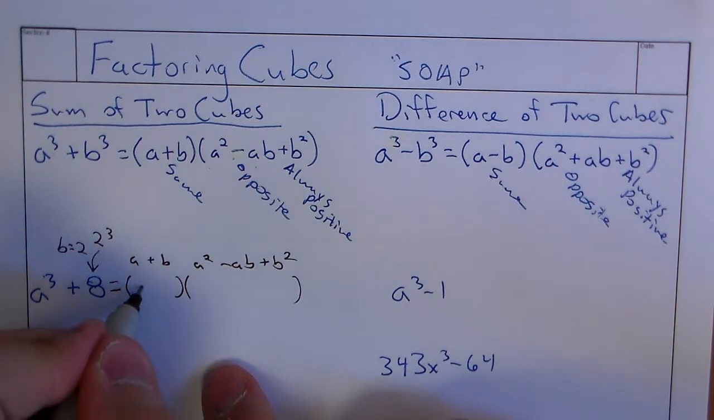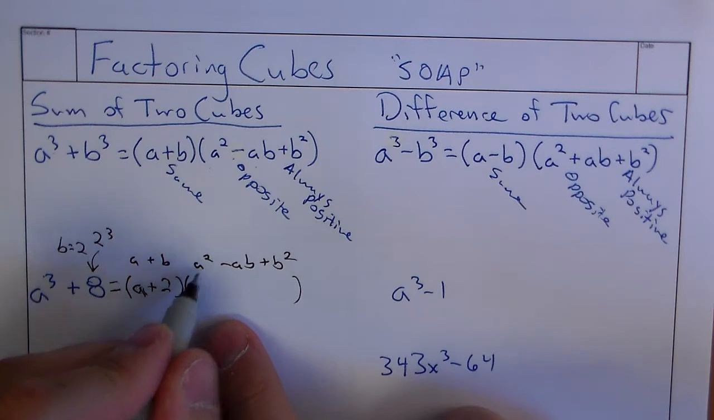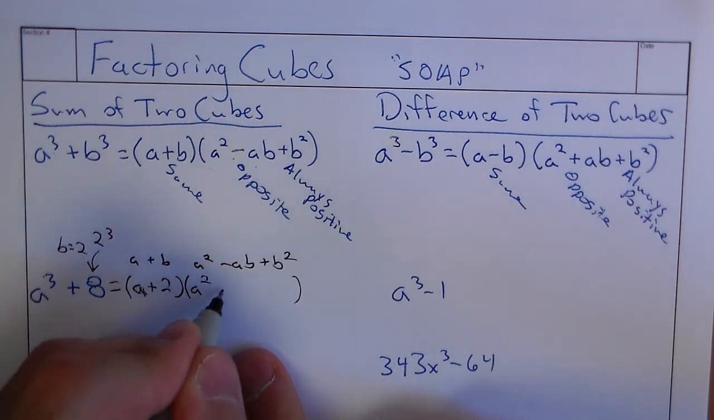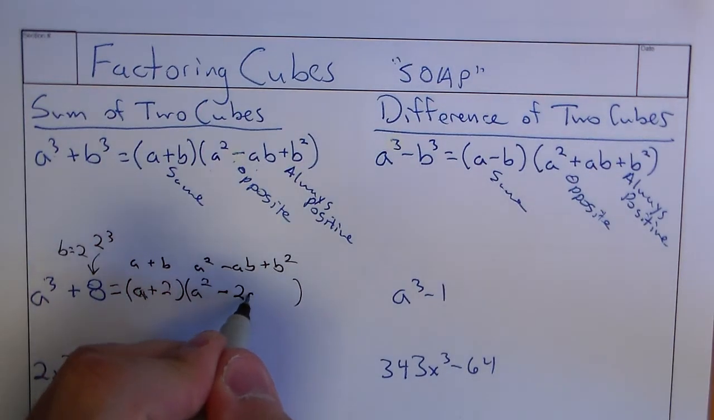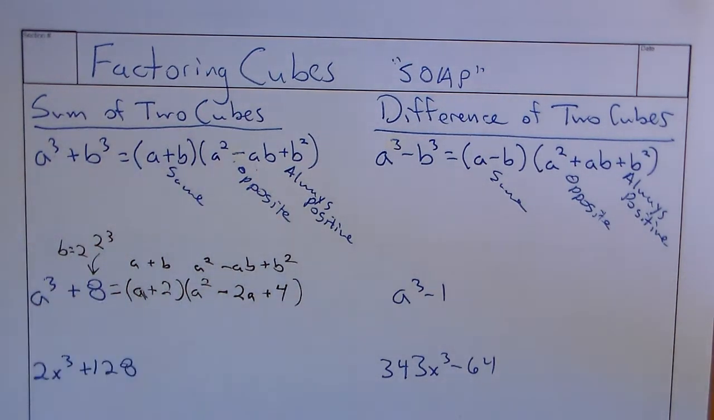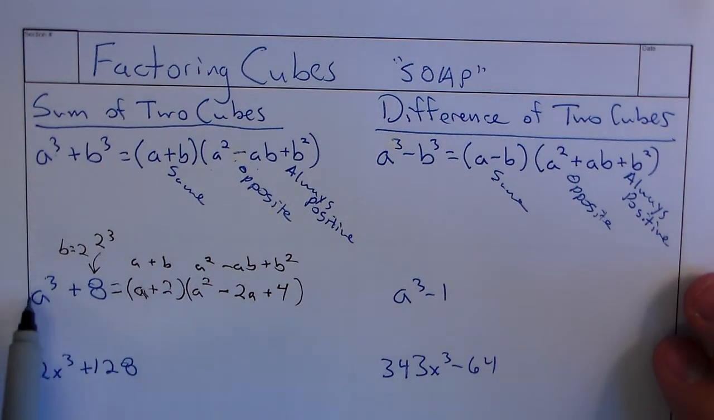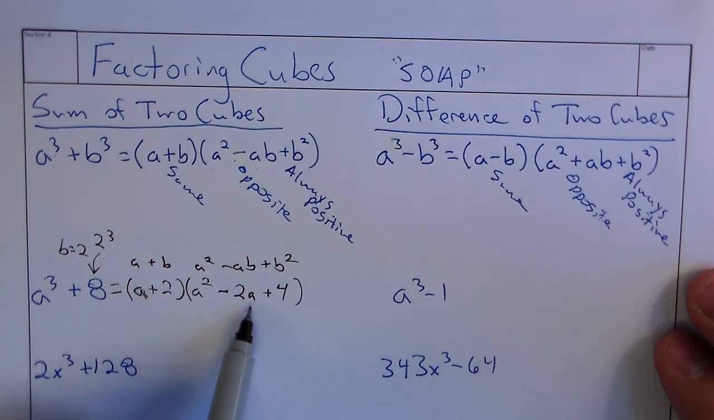So first one is a plus 2. Then we go a squared minus ab, so that's 2 times a, plus b squared, which is 2 squared, 4. And there's my factored version of a cubed plus 8. It's a plus 2 times a squared minus 2a plus 4.